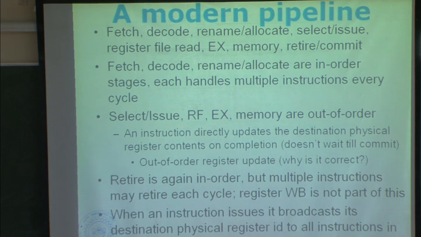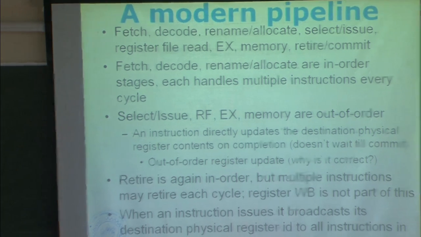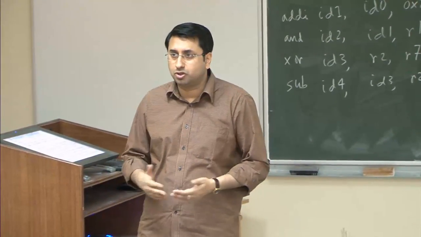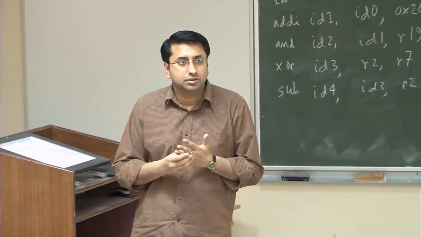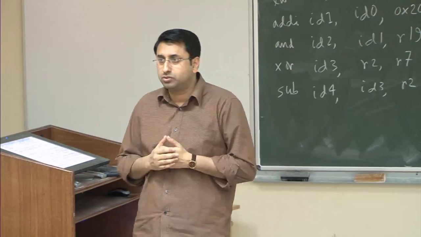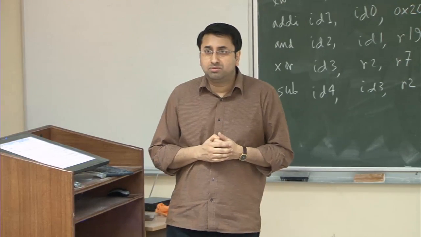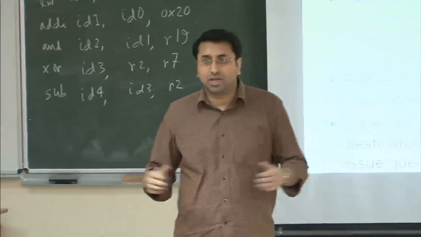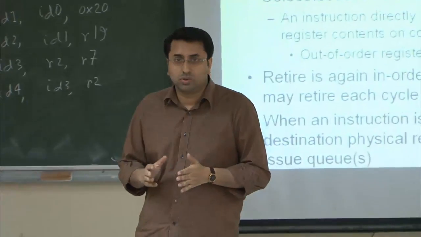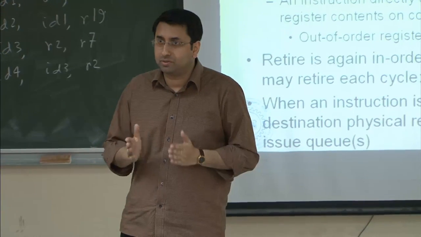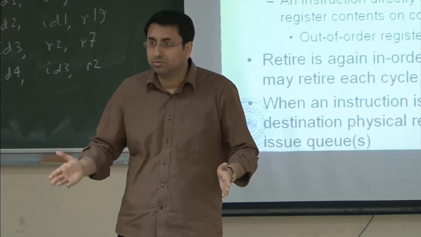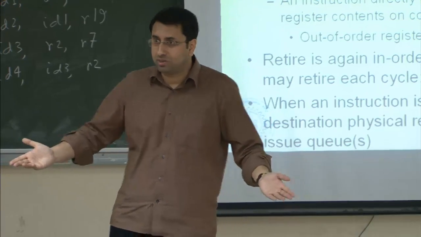So what is the implication of that? Can you infer anything about the relative sizes of the ROB and issue queue entries? ROB entries remain occupied for a longer period of time, whereas issue queue entries remain occupied for a shorter amount. So which one should be bigger, the ROB or the issue queue? That's pretty obvious.